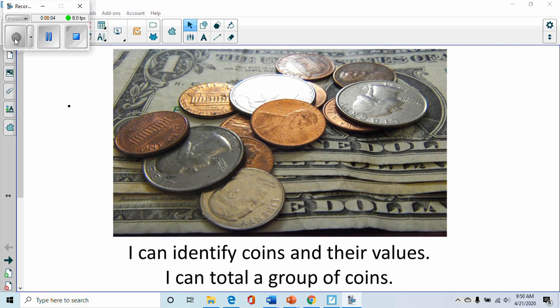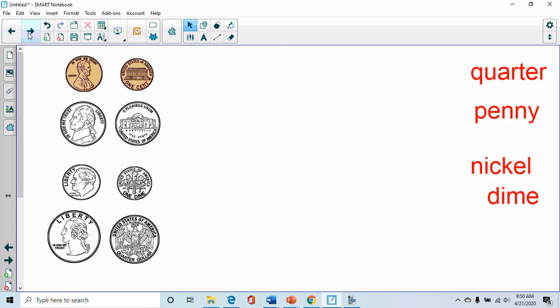Today's math learning goal is I can identify coins and their values. I can total a group of coins. Let's take a look at coins. Let's learn their names and their values.